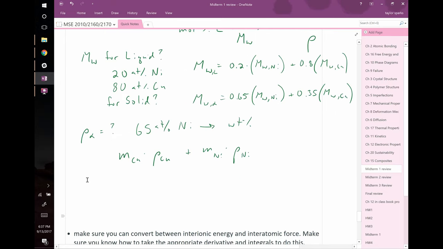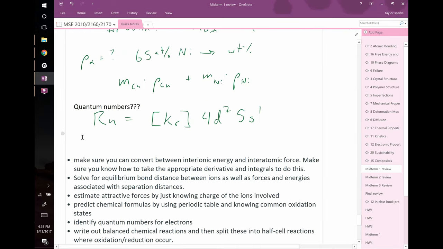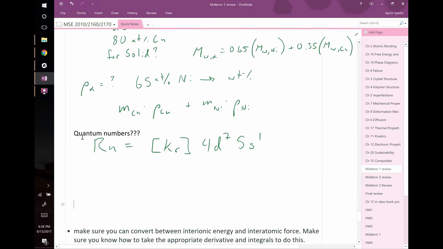If you look at your periodic table, on the page that doesn't have the little crystal structure drawings, underneath it, you'll see, for ruthenium here, it says krypton, and then it says 4d7 5s1, right? So we could write this as krypton 4d7 5s1. Let's say I want to know the quantum numbers for that 5s1 electron. How do you do it? What are the quantum numbers for that 5s1 electron? The one electron that's occupying that 5s orbital, how do we describe it?